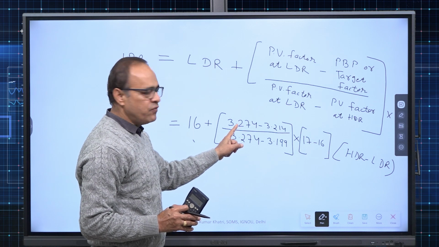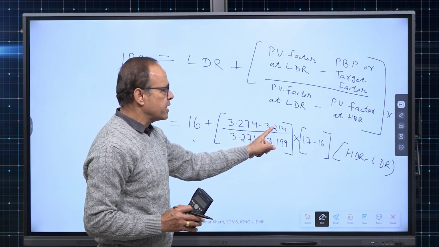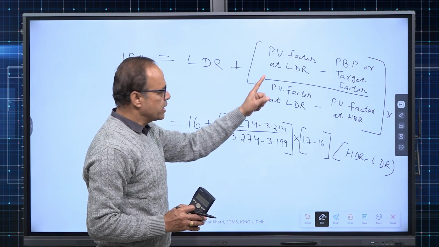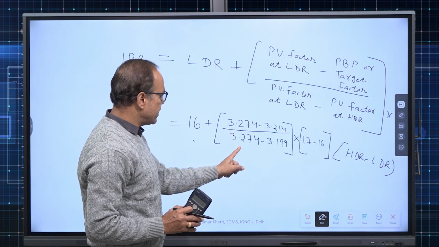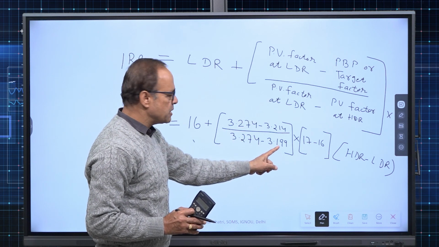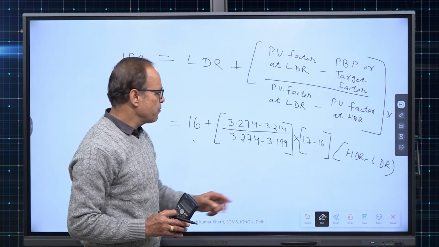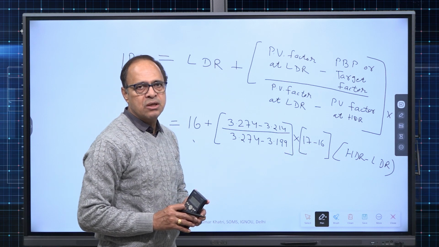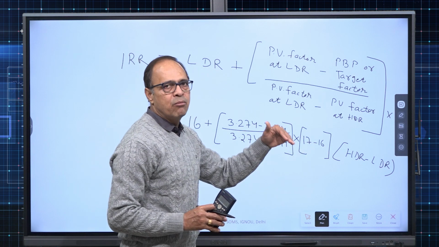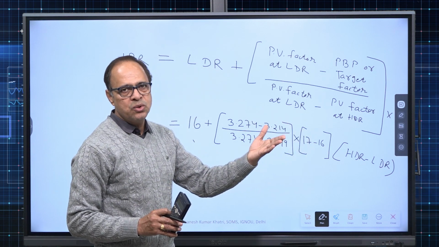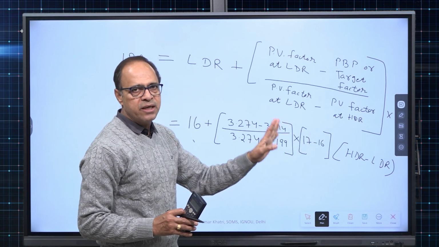So, formula becomes lower discount rate plus time value factor at lower discount rate minus target factor, or you can say payback period, divided by present value factor at lower discount rate minus present value factor at higher discount rate, and the gap between both the discount rates. So, never forget, this gap may be more than 1 also, more than 2 also. So, always put the values and take the gap.